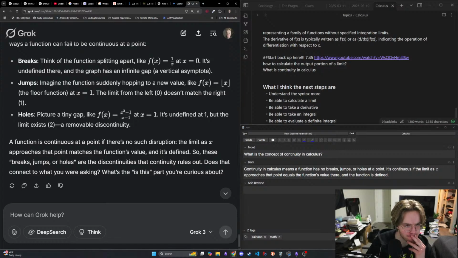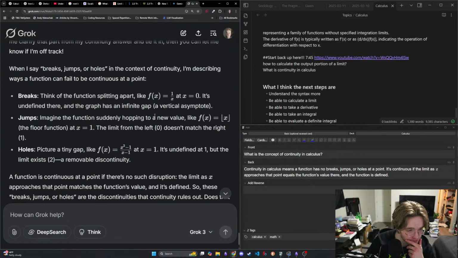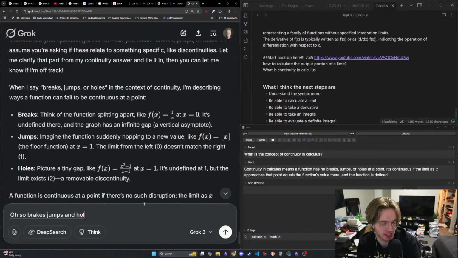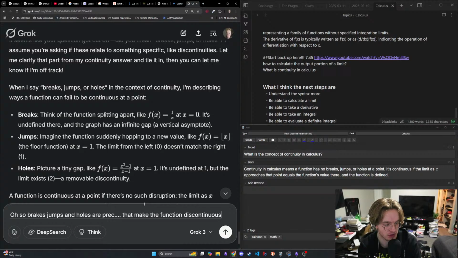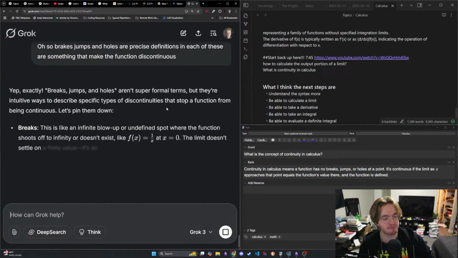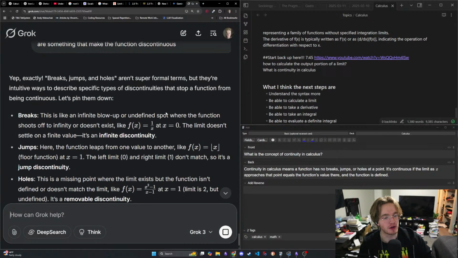Interesting. Oh, so breaks, jumps, and holes are precise definitions, and each of these are something that make the function discontinuous. Okay. Oh, wait, these aren't super formal terms.